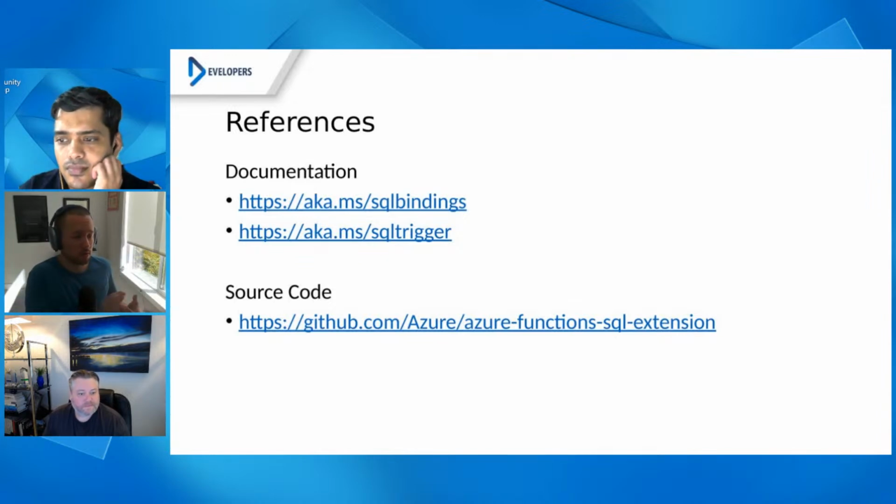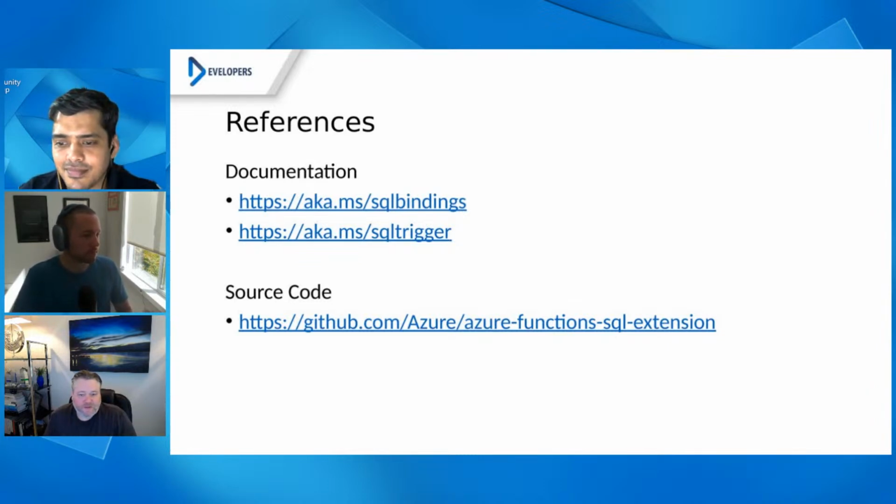That does include C#, Java, JavaScript, Python, and PowerShell. C# is both in process and out of process. So it's fully supported from the input and output binding standpoint. SQL Trigger is still in preview, but we're looking to bring that GA as soon as we can.